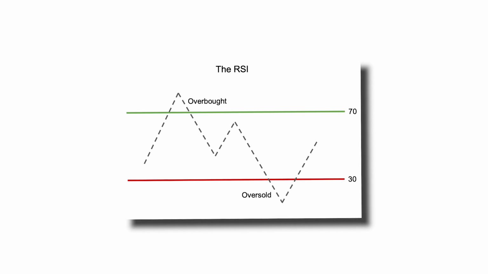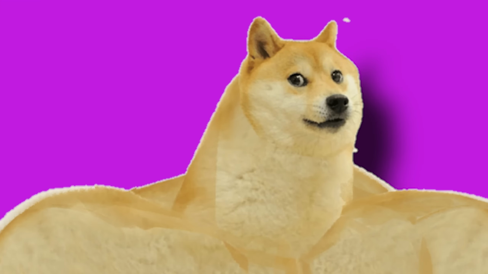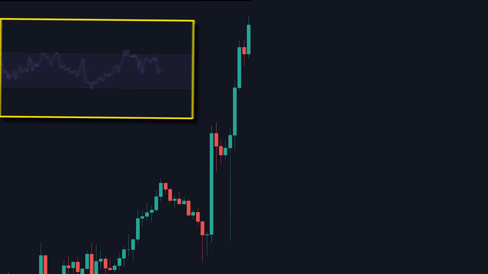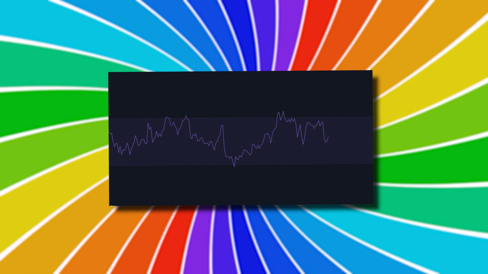But this isn't actually my favorite way to use it. The RSI actually wasn't made for finding overbought and oversold areas like how everyone uses it. It was actually made as a way to find strength, as the name suggests, relative strength index. So you can use the RSI for pullbacks. Now, when I started to use the RSI, I started to notice on very strong trends, the RSI would just live between 50 and 80.